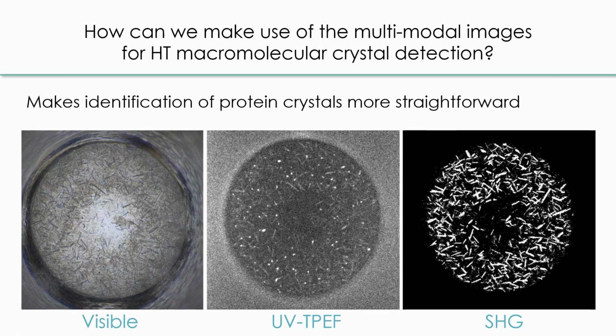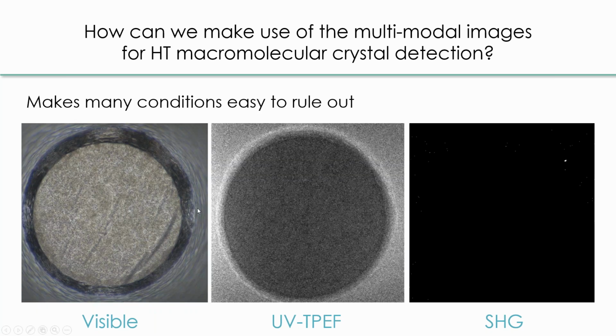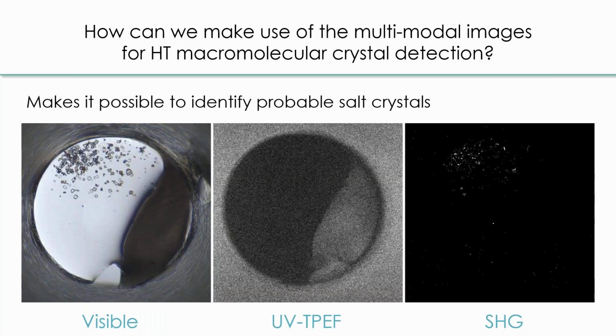And even sometimes when the crystals may be below precipitate, we can see the bright spots. And in this case, we can actually rule conditions out. So this actually helps us a lot. Negative conditions are helpful. And we can also identify probable salt crystals.